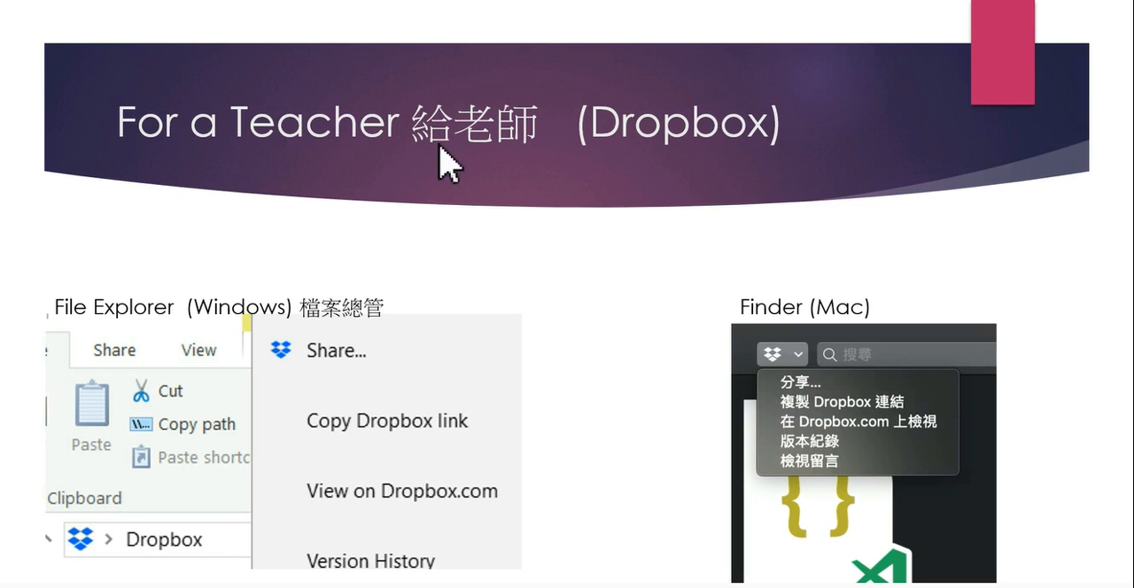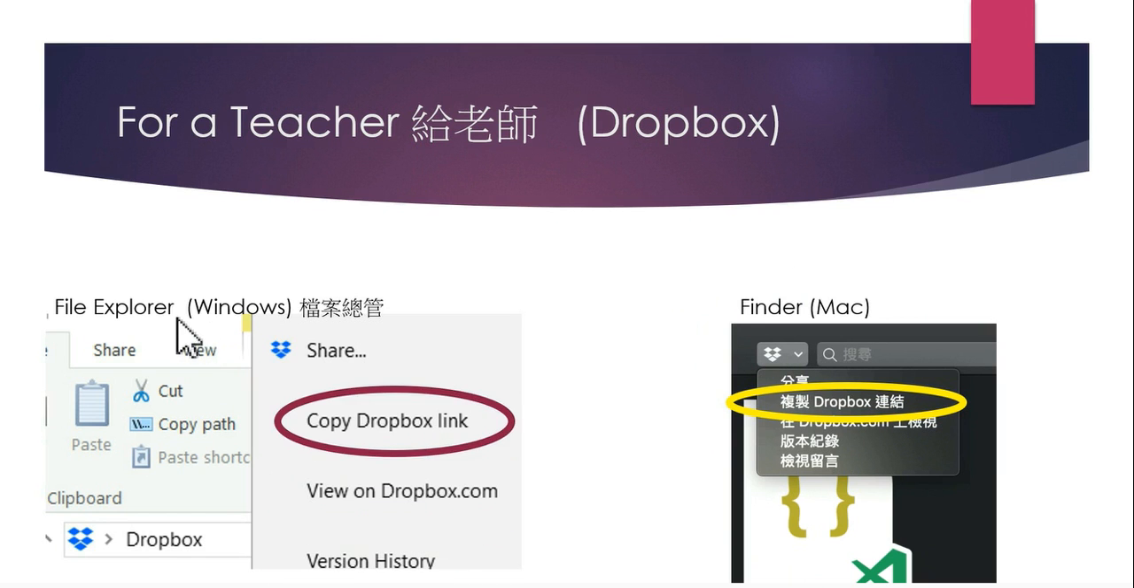Now, introducing how a teacher gets a link from Dropbox. For iMac, you can obtain it by the Finder. For Windows, it can also be obtained by the File Explorer. Yeah, it is easy for Dropbox.